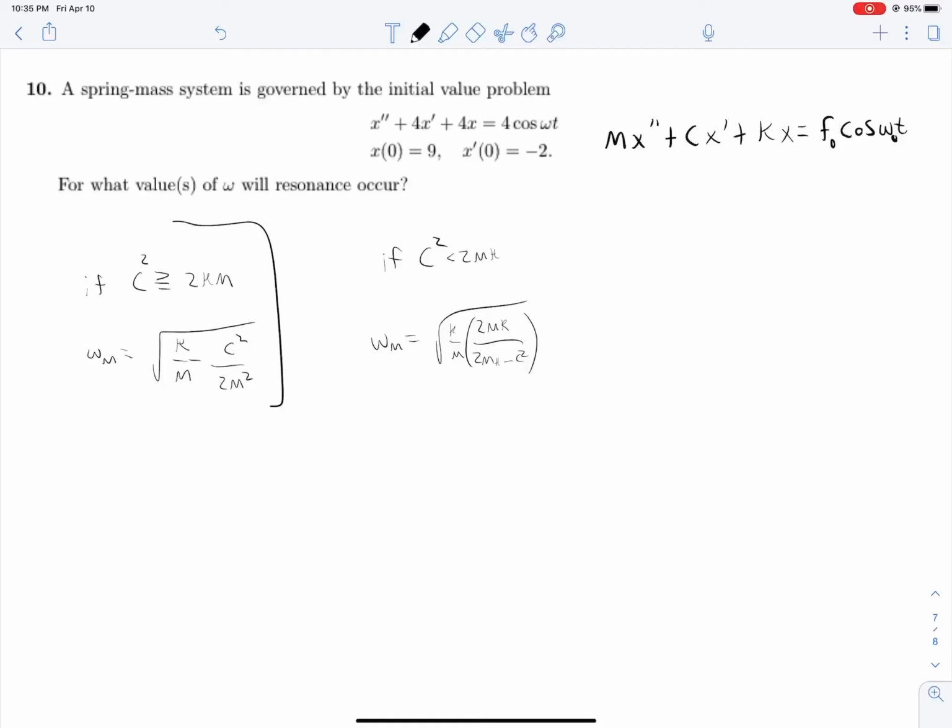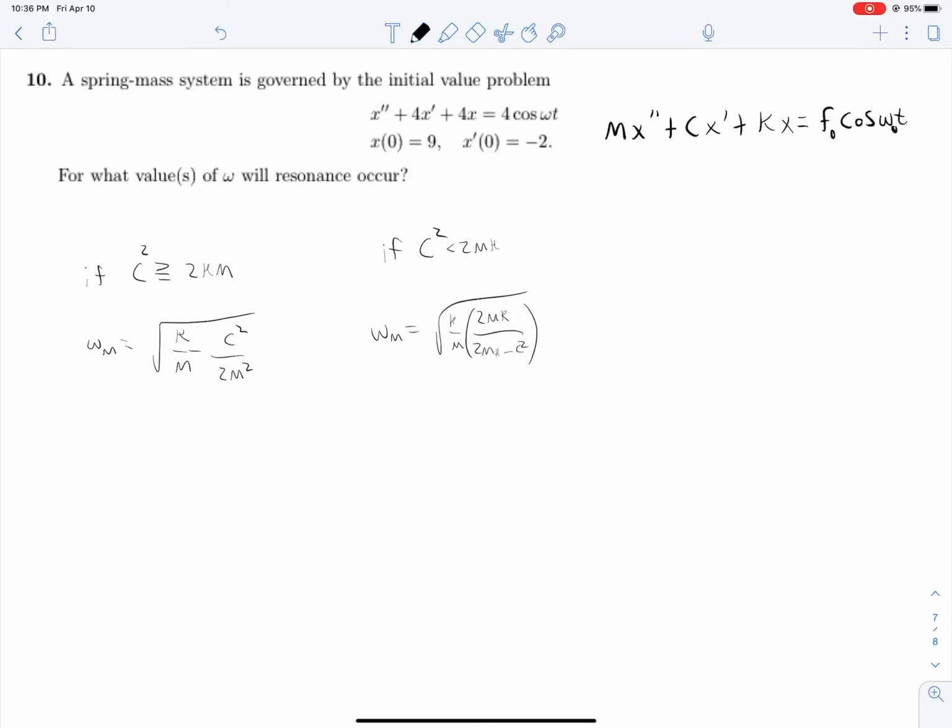So we have two cases here to determine what equation to use to find our value of ω_m, omega maximum, for which the amplitude of our spring over time is the greatest. This is dependent on whether c squared is greater than or less than 2km. So in our case, c is equal to 4, k is equal to 4, and m is equal to 1.